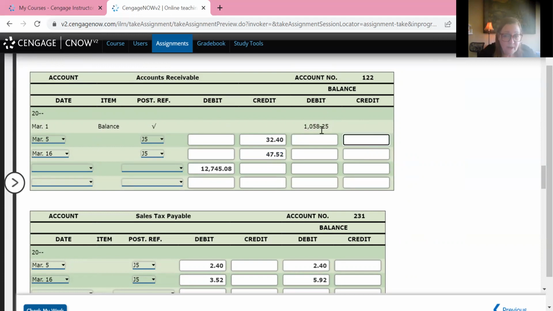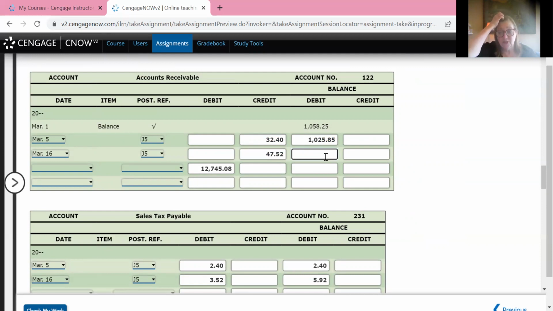So we have a debit balance of $1,058.25, and we're adding to it a credit. If we put another debit to an account, it means it would increase that debit balance that's already there. But if we credit the account, we're reducing the balance of that accounts receivable by $32.40. So we reduced it from $1,058.25 down to $1,025.85. And that's just because $1,058.25 minus $32.40 will bring you to $1,025.85.